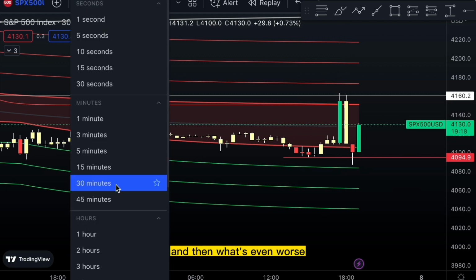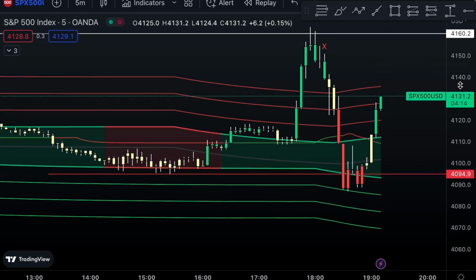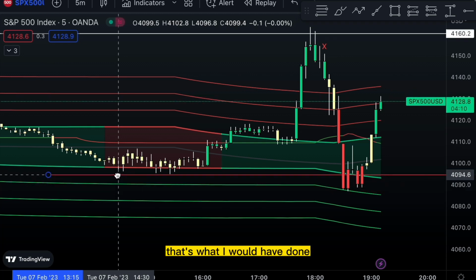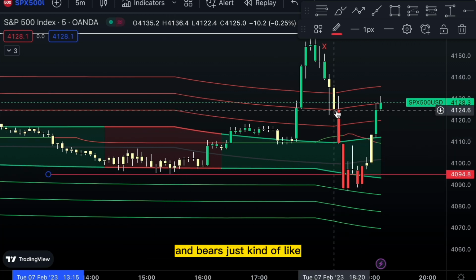And then what's even worse is afterwards, most people would have had their stop losses right here. That's what I would have done, because that was the low that was continuously held before the move up.